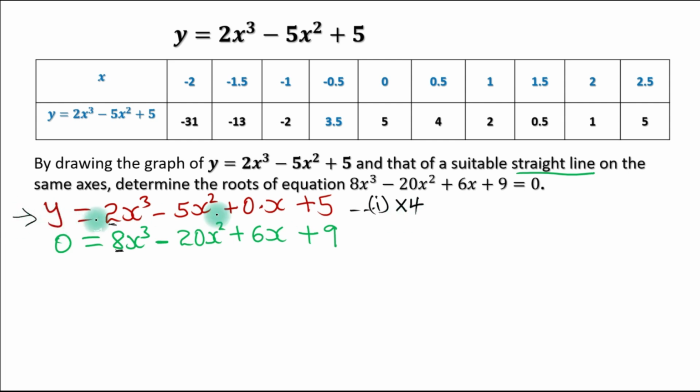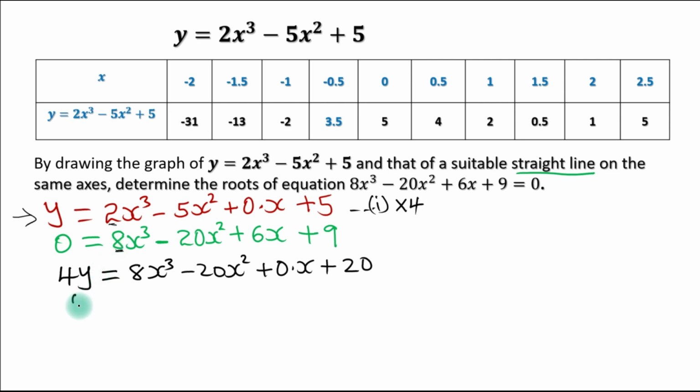So the first equation, we multiply by 4, then we are going to have 4y is equal to 8x cubed, then minus 20x squared, then 0 times 4 is 0x, then 5 times 4 is 20. Therefore, let me rewrite the given equation as 0 is equal to 8x cubed minus 20x squared plus 6x plus 9.